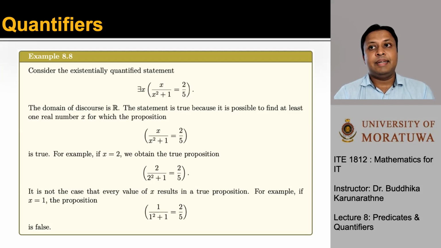It is not the case that every value of x results in a true proposition. For example, if x is equal to 1, the proposition 1 over 1 squared plus 1 is not equal to 2 over 5, in which case the proposition becomes false. But we can find at least one value of x where the proposition becomes true.